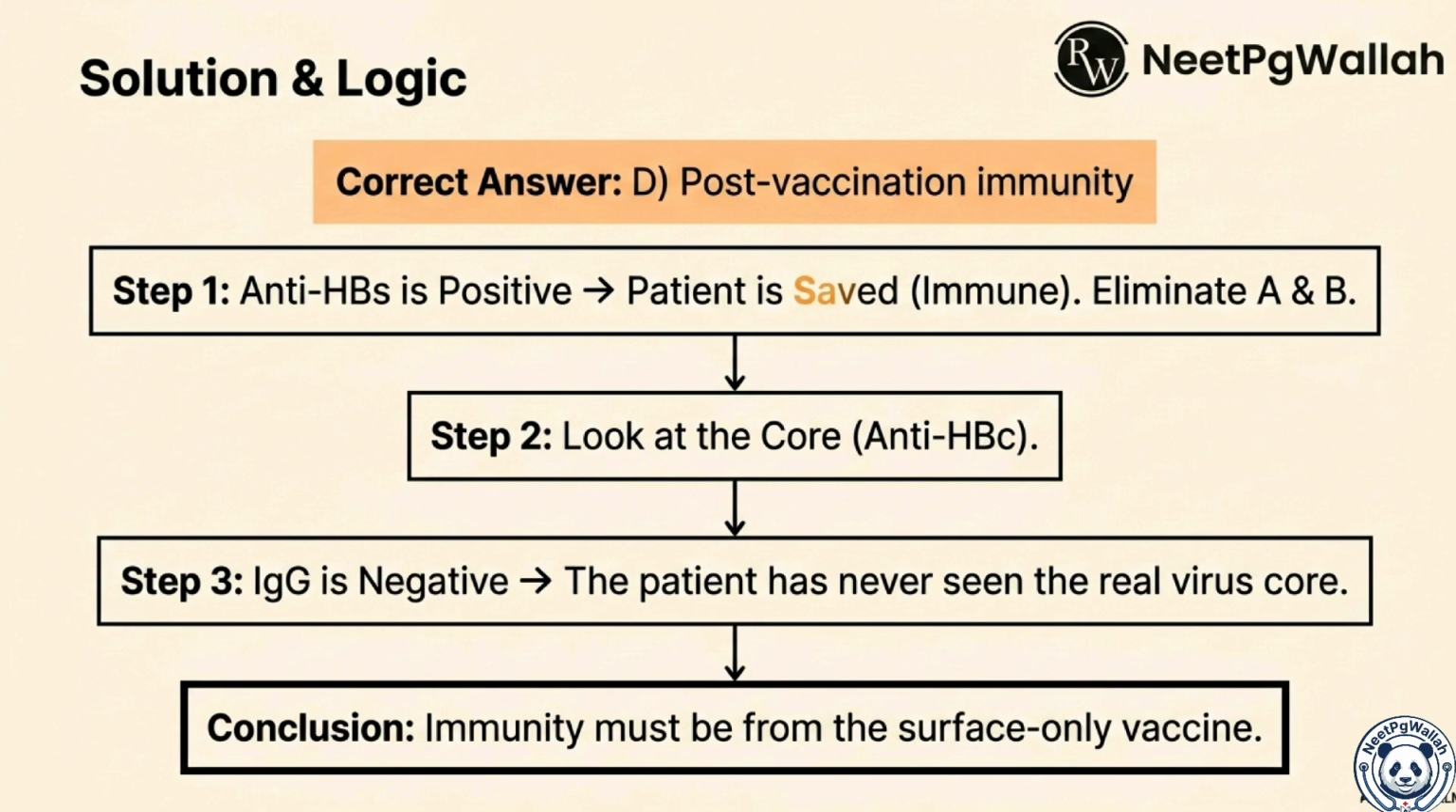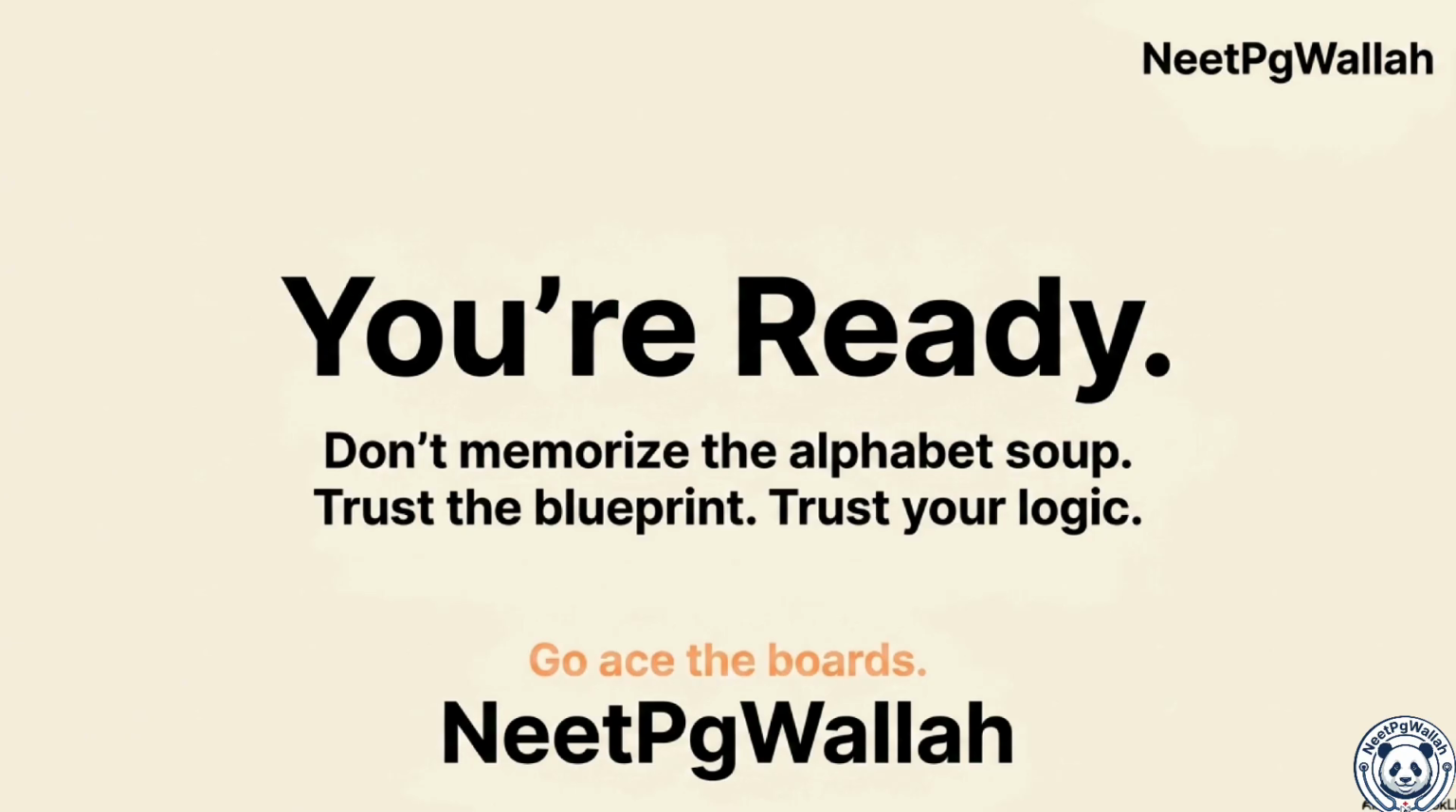See how empowering that is? When you follow the steps, the clinical picture practically paints itself for you. And that brings us to the end of our explainer. I really want to leave you with this final thought today. Please, don't memorize the alphabet soup. The very next time you are faced with a complex serology panel, just take a deep breath. Trust the SEMGS blueprint. Trust your logic. Because out on the wards, logic will always beat memorization.